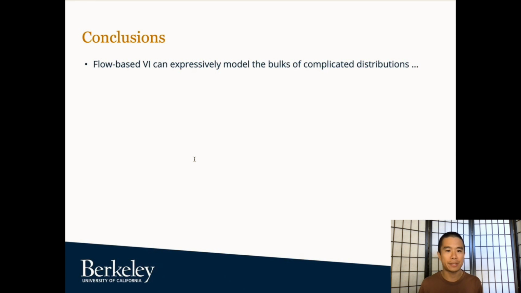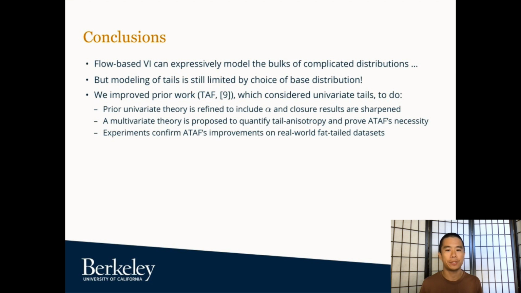So in summary, we've seen that flow-based methods can expressively model the bulks of complicated distributions. However, the modeling of tails is still limited by the choice of base distribution. Whereas prior work has considered univariate tails and products of Student t's with the same tail parameter, in this work, we've refined the prior univariate theory to be sensitive to the tail parameter alpha, and we've sharpened the closure results to account for this. We've also proposed a multivariate theory to quantify tail anisotropy, and under this theory, prove the necessity of ATAF. Finally, our experimental results confirm that ATAF yields numerical improvements on several real-world datasets and applications. Thank you for your attention, and I hope you enjoy the rest of the conference.